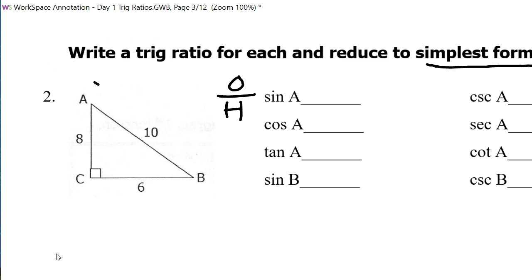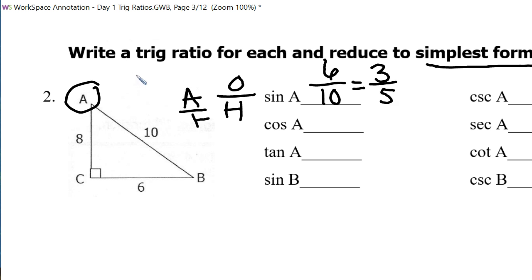So for angle A, what is the opposite side? 6. And what is the hypotenuse? 10. Does that simplify? Yes, that simplifies to 3/5. So make sure your answer is in simplest form. Next one, we want the cosine for angle A. Cosine is adjacent over hypotenuse. So the adjacent side would be 8. I agree, so that would be 8 over 10, and 8 over 10 simplifies to 4/5.